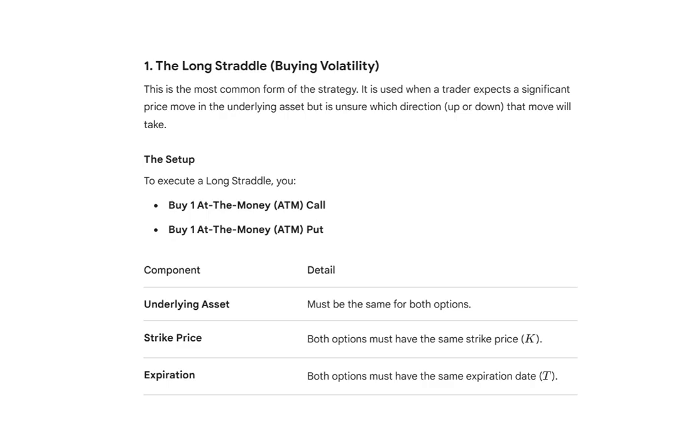The setup. To execute a long straddle, you buy one at-the-money (ATM) call and buy one at-the-money (ATM) put. Underlying asset: must be the same for both options. Strike price: both options must have the same strike price, K. Expiration: both options must have the same expiration date, T.